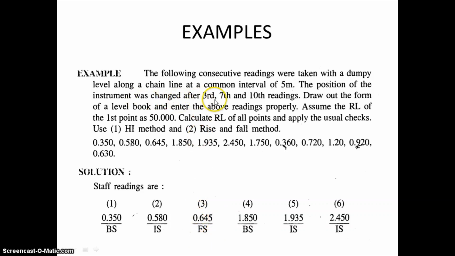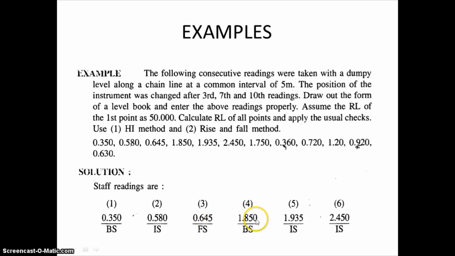Instrument was changed after third, 7th and 10th reading. Here I am changing my instrument from this particular position. The staff will remain the same, but the instrument position will be shifted. Before shifting the instrument, I will take the reading, and that reading will be called the last reading for that existing instrument. For that purpose, I have written 0.645 as a foresight value.